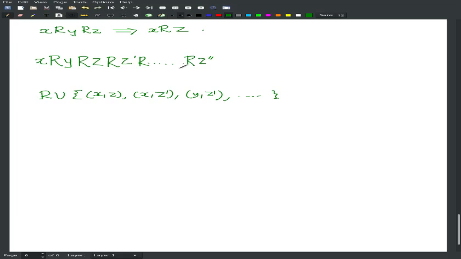So how do I make a chain of length 3? Chain of length 3 is R composed R. Chain of length 4 is R composed R composed R. Okay, and so on. So all of these have to be made, and then the next thing is obvious.